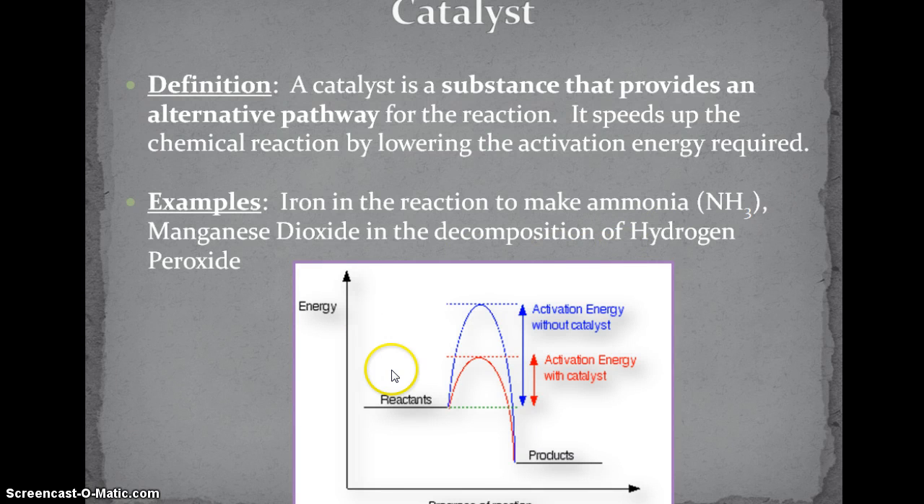If you look at this picture, this relates to activation energy as we just saw in the previous slide. When there is no catalyst, the activation energy required is very high. Remember that activation energy is needed to start the chemical reaction. If there's a catalyst present, the activation energy is actually lowered. So we actually need less activation energy to go ahead and start that reaction. This is going to speed it up and make it a little bit easier.